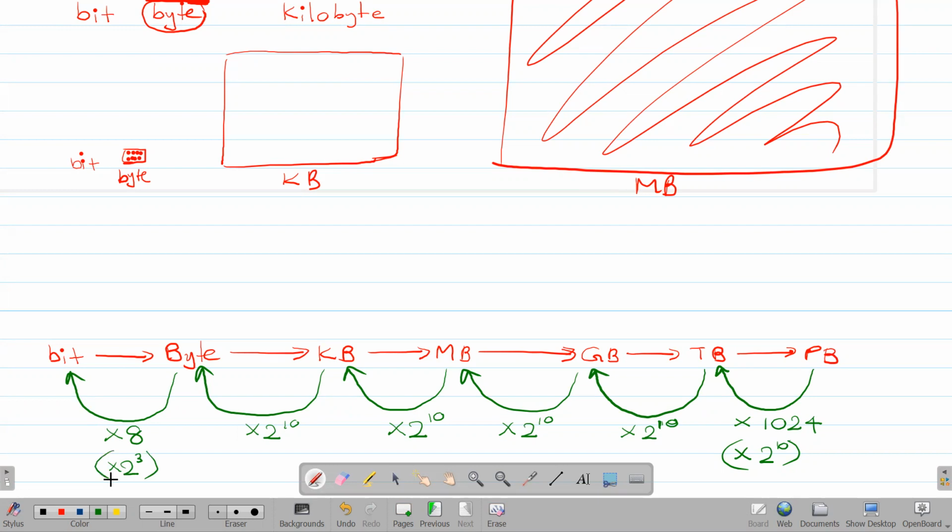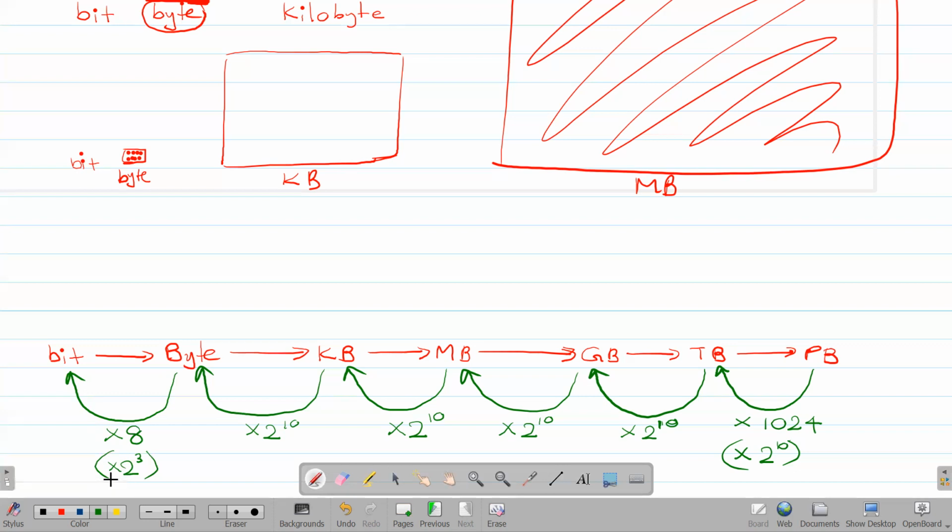So you have to come step by step from a bigger unit to a smaller unit if you are asked to do so. Is that clear, people? Yes, sir.